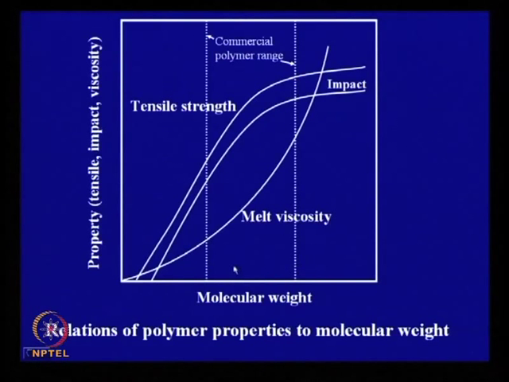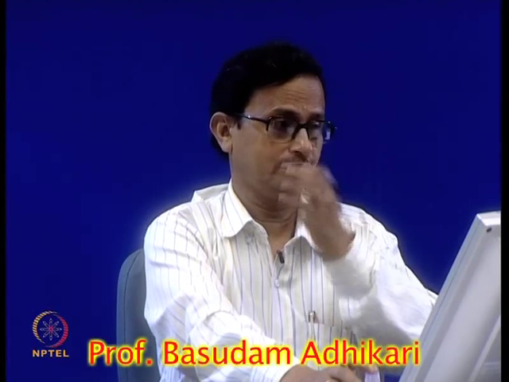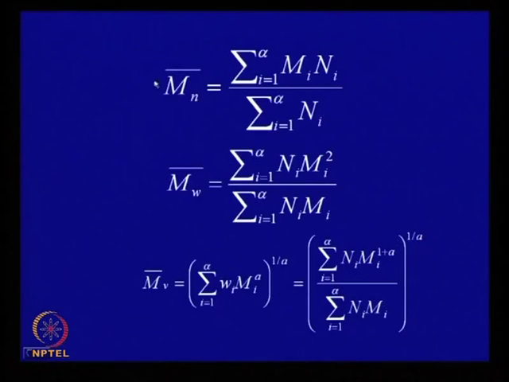say one extruder you have, or one injection molding machine you have. So, if you get a polymer which cannot give you the molded product or extruded pipes, then it is useless. So, this is the range of molecular weight, which is known as commercial polymer range, where it processes well through the existing machineries, as well as it gives a balance of properties. Now, here you see some averages, number average molecular weight.